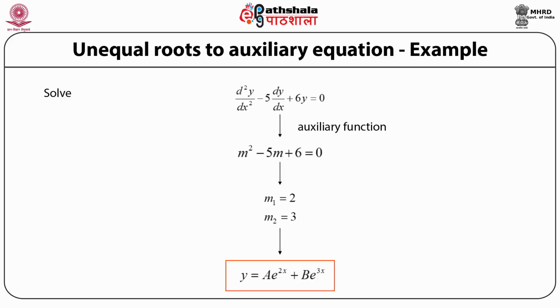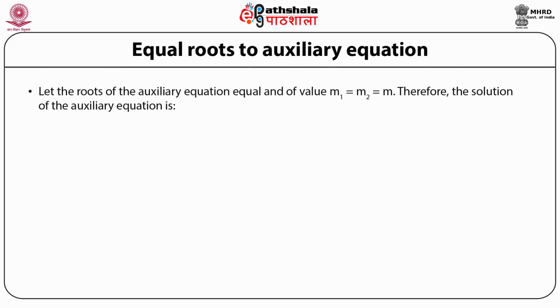So then when you substitute, you can find the actual constants a and b. Since we have two constants, we will need two conditions to come to the full equation. Let us see the roots of the auxiliary equation for the condition when the roots are equal, that is, m1 is equal to m2 is equal to m, and let us see how the solution is going to change.